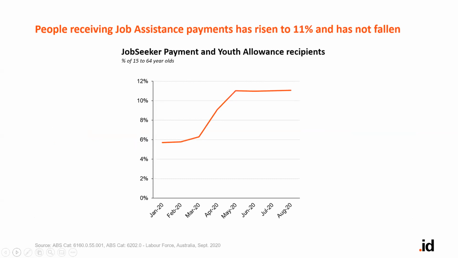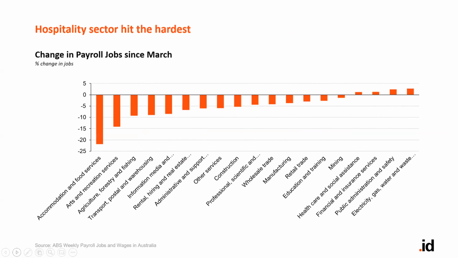People receiving job assistance payments has risen to 11%, and it has not fallen. Now, job assistance payments are JobSeeker payments. This is not JobKeeper, okay? The hospitality sector has been hit the hardest. Arts and recreation, agriculture, forestry and fishing initially was hit very hard, but we also had the legacy of the bushfires in January. But certainly accommodation and food services were hit very, very hard.